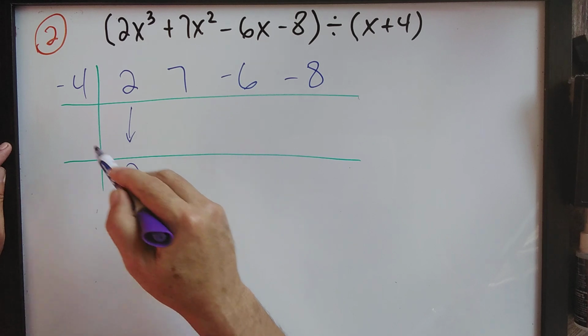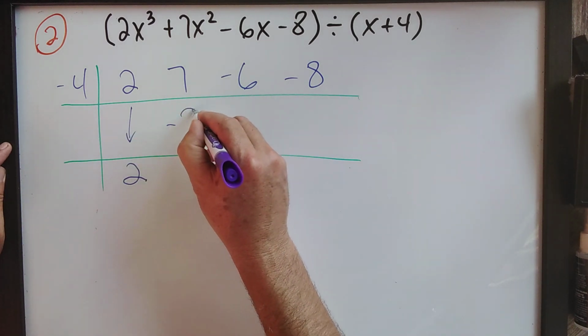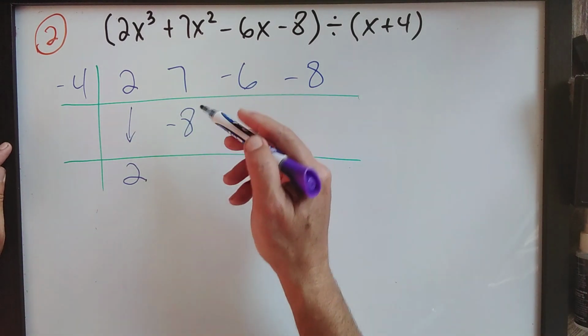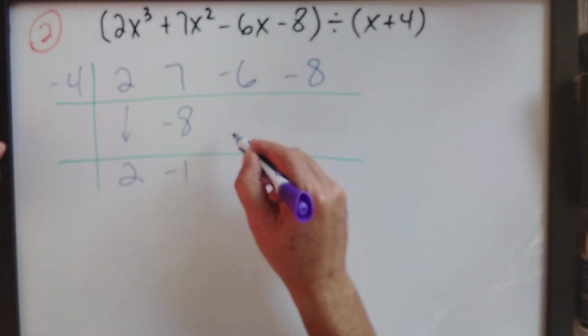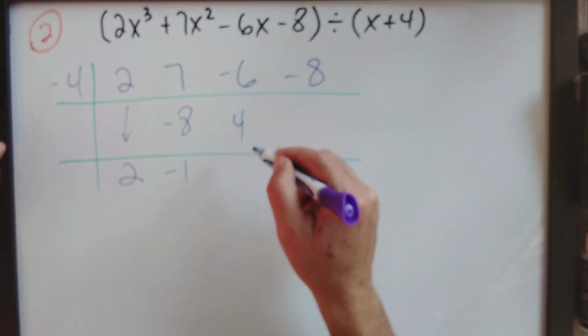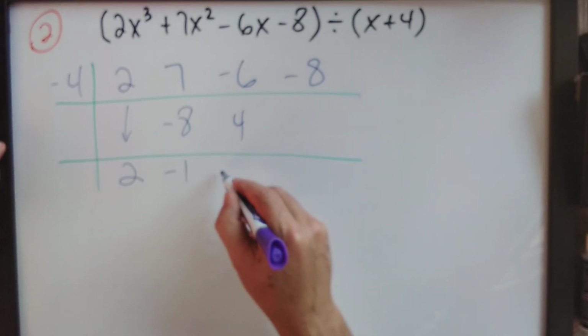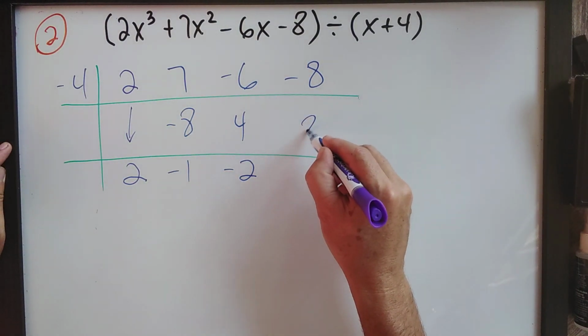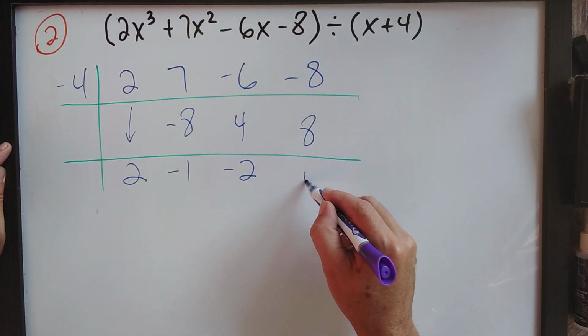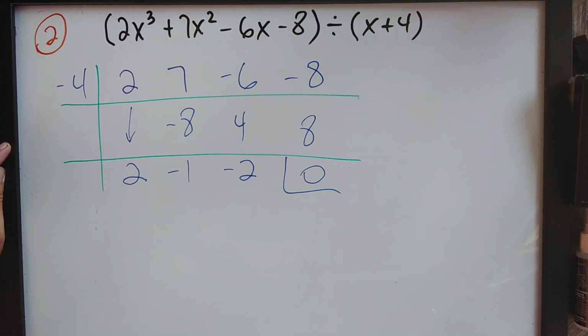Now you multiply 2 times -4 is -8. Combine 7 minus 8 is -1. Multiply again, -1 times -4 is +4. Combine -6 plus 4 is -2. Multiply -2 times -4 is +8. And that gives you 0. Okay, so that's my remainder. So yeah, there's no remainder. So how do you write this down as an answer?